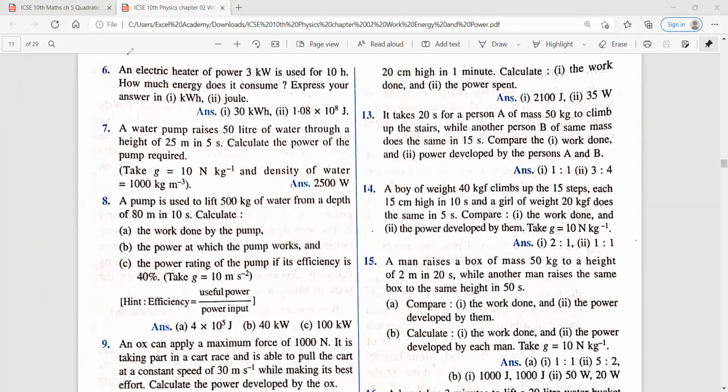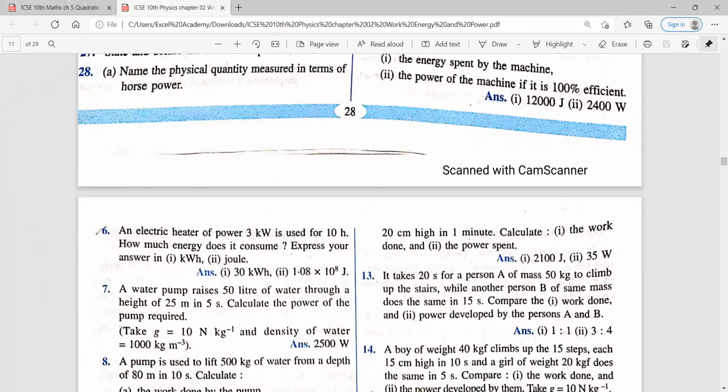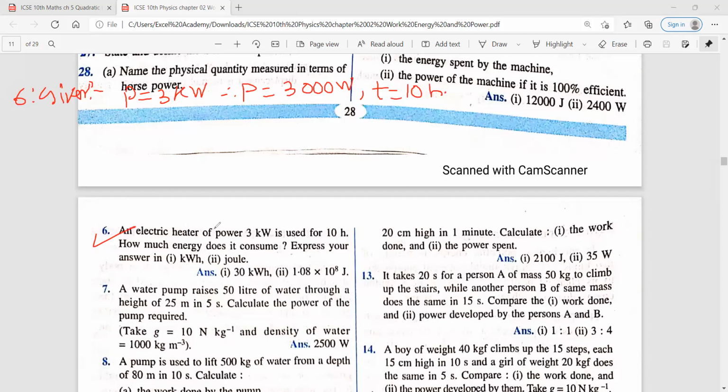Okay, 6th one. An electric heater of power 3 kilowatt is used for 10 hours. It is an easy question. So write it down. 6th one, given P is equal to 3 kilowatt. Therefore, P is equal to 3000 watt. Time 10 hour. How much energy does it consume? Express your answer in kilowatt hour and joule.